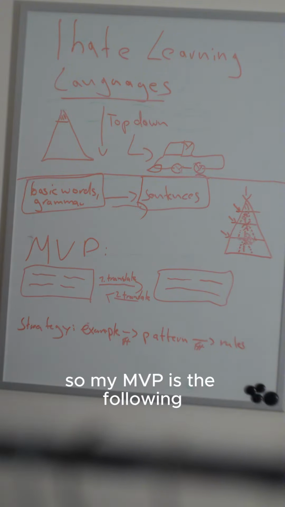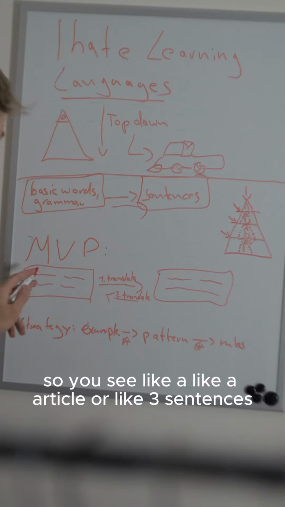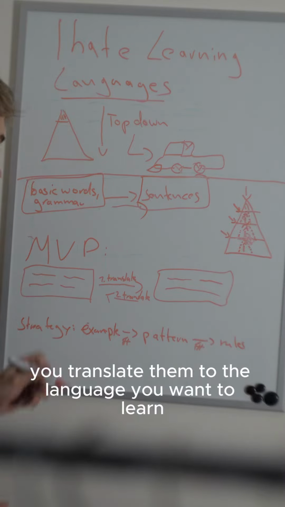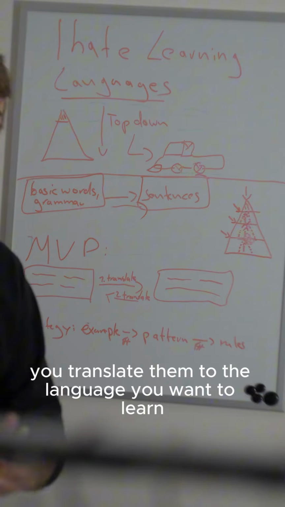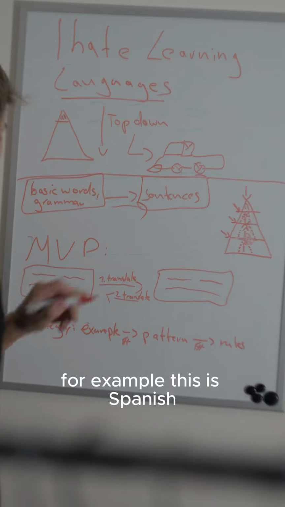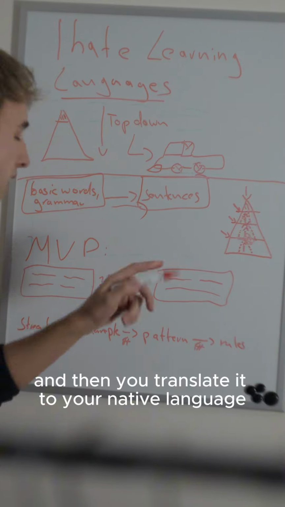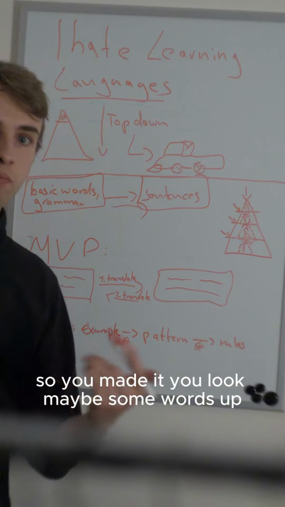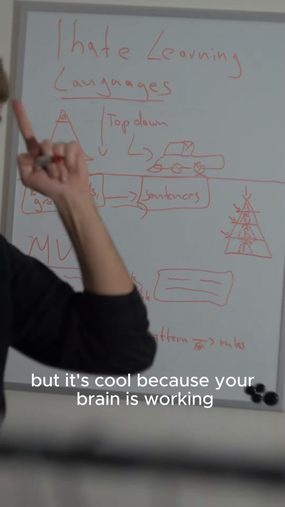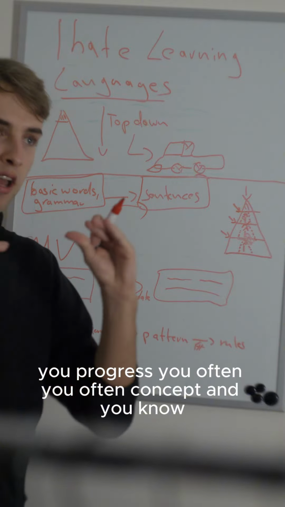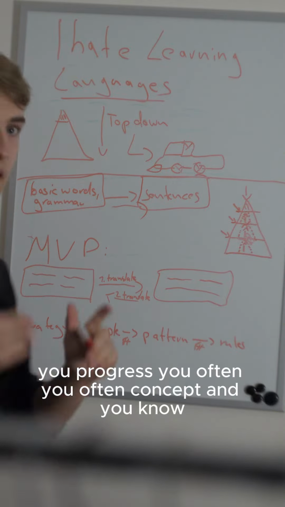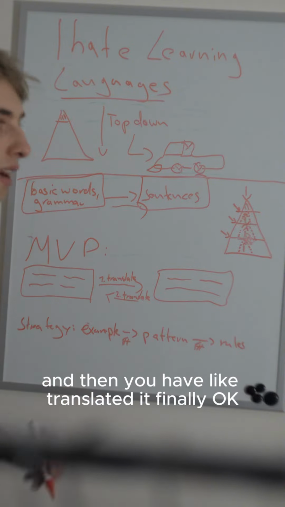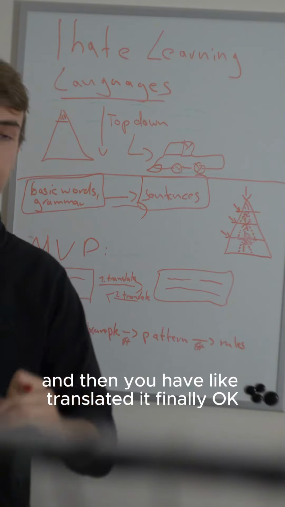So my MVP is the following. You see an article or 3 sentences. You translate them to the language you want to learn, for example Spanish. And then you translate it to your native language, for example English. So you made it. You look maybe some words up, but this is cool because your brain is working. You progress. You have a concept. And you know what it means. And then you have translated it finally.